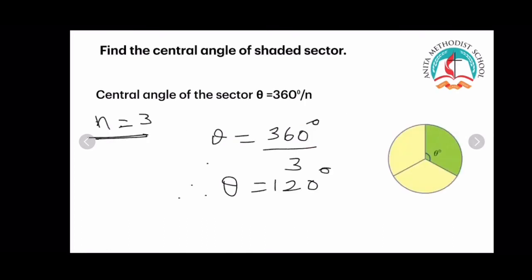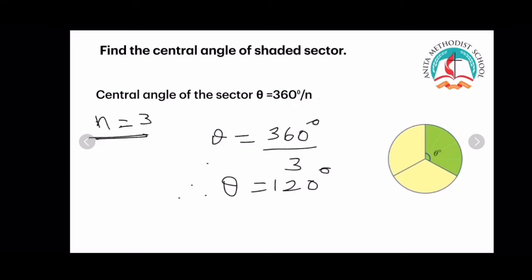Now shall we see one problem? Find the central angle of a shaded sector. Here a circle is given. Here one part is shaded. That circle is divided into three equal parts. So the central angle of the sector theta is equal to 360 degrees by n. We know n equals 3, as it is divided into three parts. We know the formula theta equals 360 degrees by n.